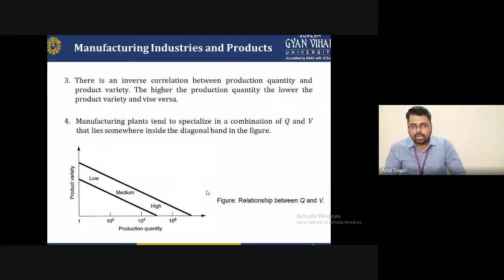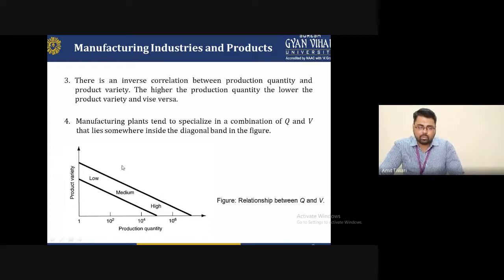So this is a diagram. I am just showing you the relation between product quantity and variety. This is the product quantity and this is the product variety. If you increase the product quantity, you reduce the product variety, because the two are inversely related, and both points are involved in your economy, your money.